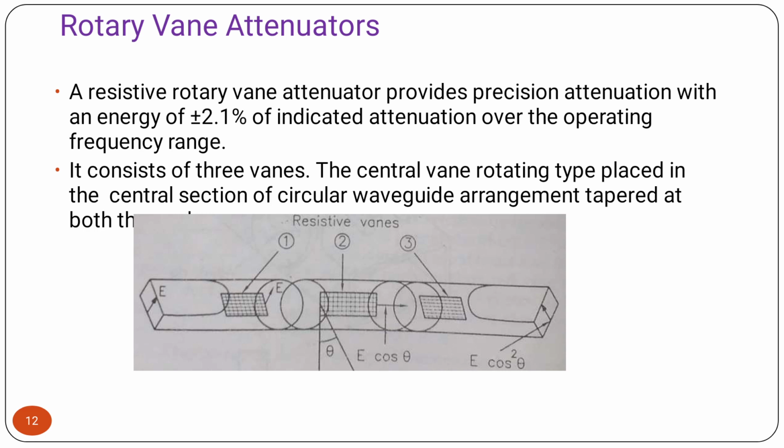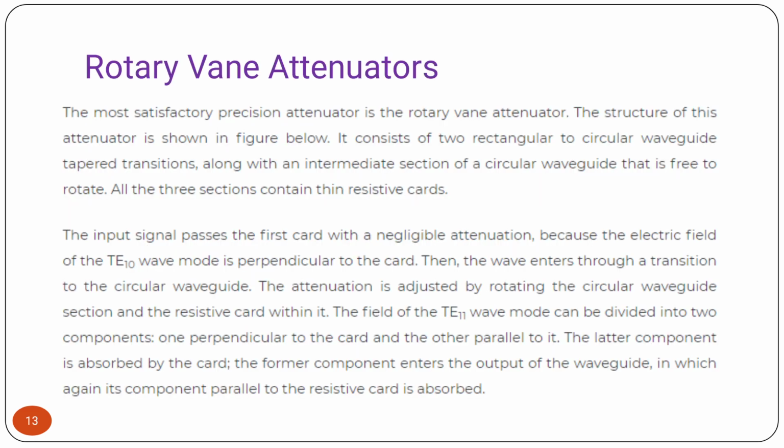Rotary vane attenuator. A resistive rotary vane attenuator provides precision attenuation with an error of plus or minus 2.1% of indicated attenuation over the operating frequency. It consists of three vanes. The central vane, of rotating type, is placed at the center section of the circular waveguide, with tapering on both sides. The most satisfactory precision attenuator is the rotary vane attenuator.